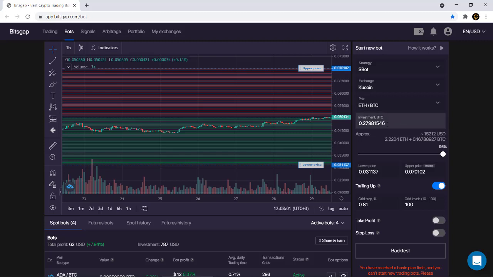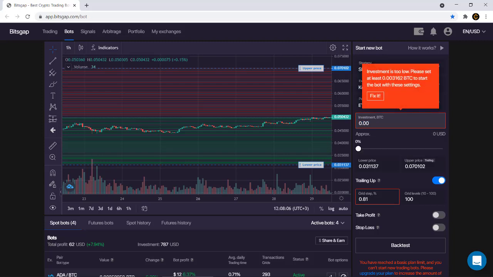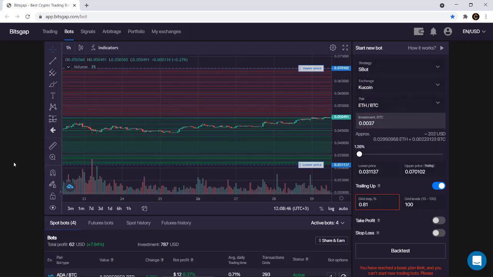Okay, so the amount I'm going to invest, I want $200. That's 0.0037. And as you can see, Bitsgap has made a default grid for me, where the current value is in the middle, and the upper price and lower price are evenly spread. In order to maximize my gains, I want to have the lower price and the upper price more tightly together.